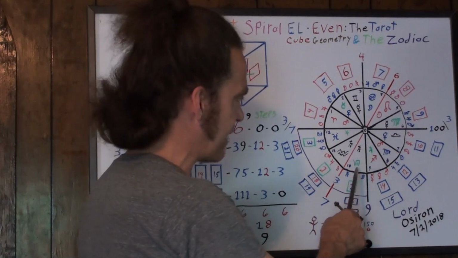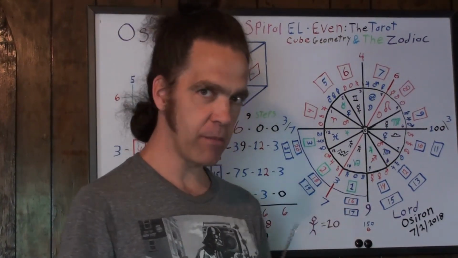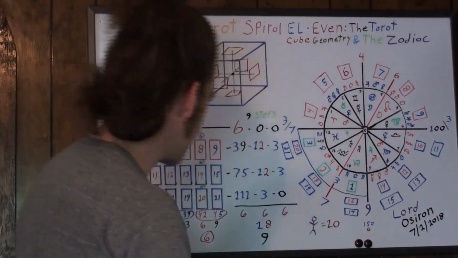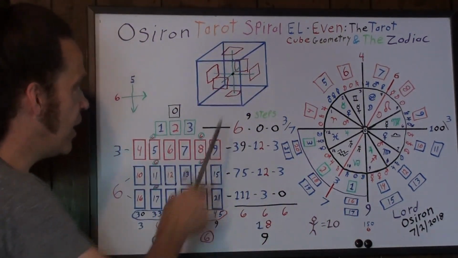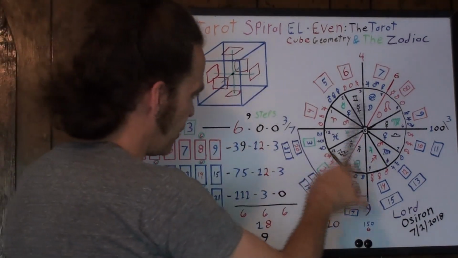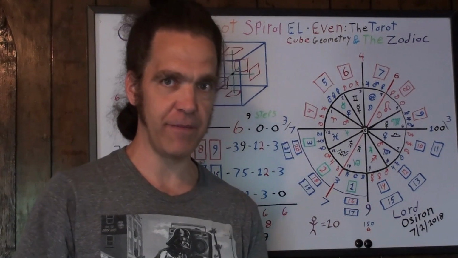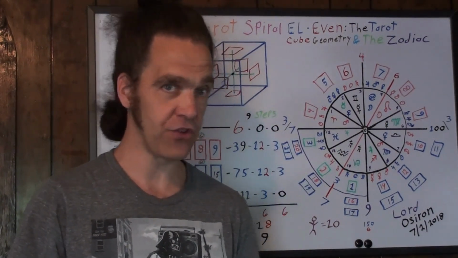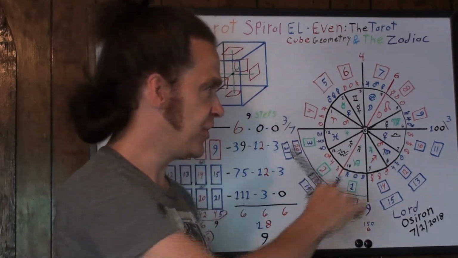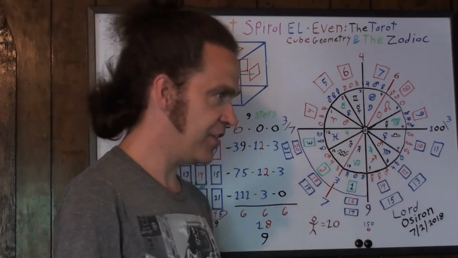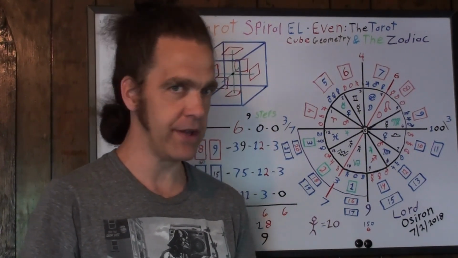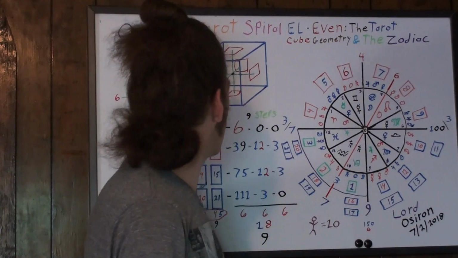So the Osiron Tarot Spiral in its Zodiac form is nothing more than a pictorial layout of the tarot cards using their cube geometry form, which is here. When you take the cube geometry and lay it around the zodiac, it tells the story of the creation of man on several fractal levels. This is the life and death of a man, but also the life and death of a lot of things. It's telling the story of various cycles of life on several fractals. This is very, very powerful.